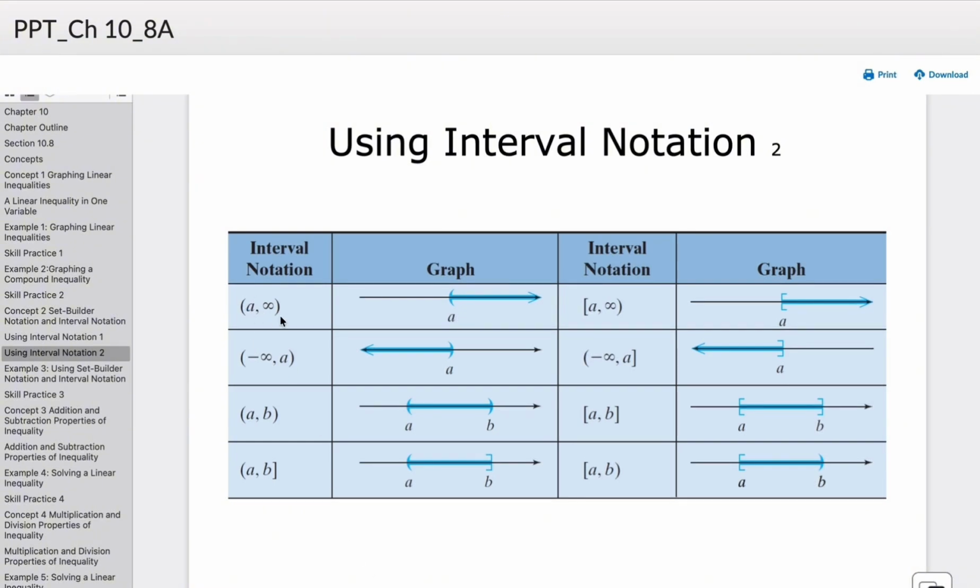So you can see that in this chart, which I also believe is in your book. Okay? So you see where it says A is your starting point. It is a good idea to memorize these rules because students tend to get confused with what direction the arrow goes into. So just be careful.